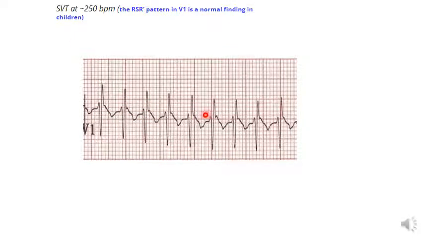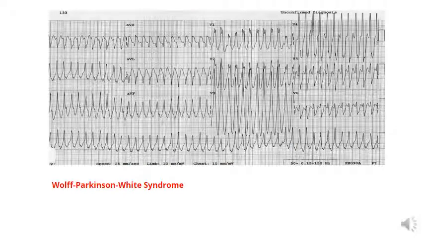Here you see a tracing of a child with SVT at around 250 beats per minute, pattern V1. Abnormal QRS, wide QRS, and the rate is very high, around 250. Here, Wolff-Parkinson-White syndrome, you see the abnormal tracing of a QRS. This is a shoulder wave, called in the upright position, upsloping, and this is a shoulder wave with narrow QRS. Sometimes wide QRS, especially here you see in this tracing.